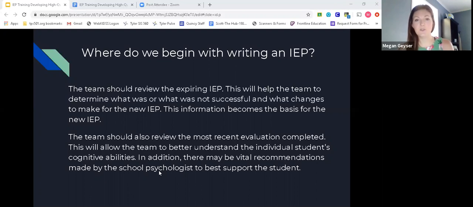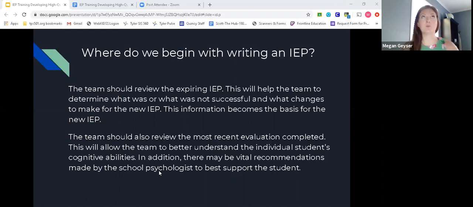In addition, the team should also review the most recent evaluation completed. This will also allow team members to better understand the individual student's cognitive and academic abilities. The school psychologist may also have recommendations to better support the child in their general education classroom and what to target within the IEP. I know some of the evaluations that I've looked through, there have been some fantastic recommendations where the school psychologist takes a subtest that was given, and then they have recommendations on how we can support that child in the gen ed classroom.